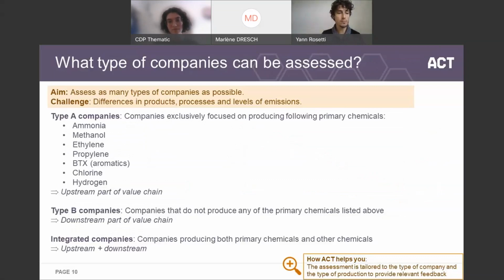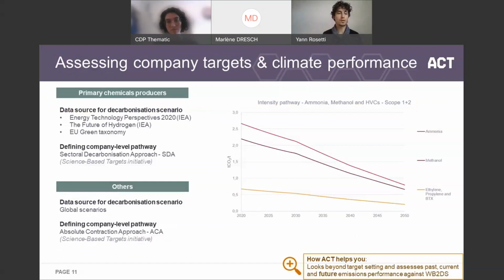And for the type B companies, it was not possible for us to plot such SDA curves. This is why so far we chose to consider another allocation method to go down to the company level pathway, using the absolute contraction approach. We try to identify the most relevant and up-to-date scenarios that enabled us to plot SDA curves for the sector. I hope that answers the question.